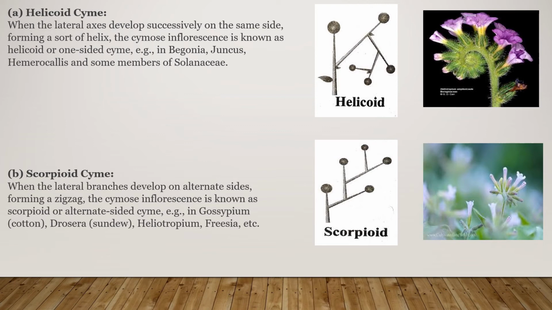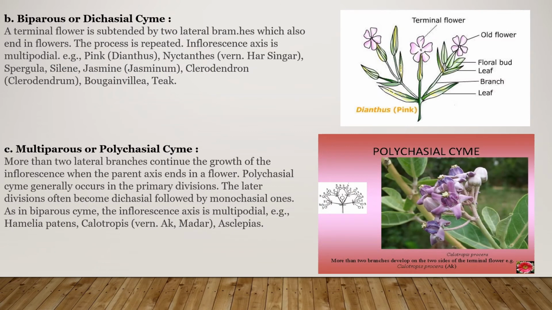Whereas for a scorpioid cyme, you can see the diagrammatic representation where the flowers are zigzag in arrangement, and you can see the image of the scorpioid cyme. When the lateral branches develop on alternate sides forming a zigzag, the cymose inflorescence is known as scorpioid or alternate-sided cyme. Examples are Gossypium, like cotton, then Drosera, which is called sundew, and Heliotropium.